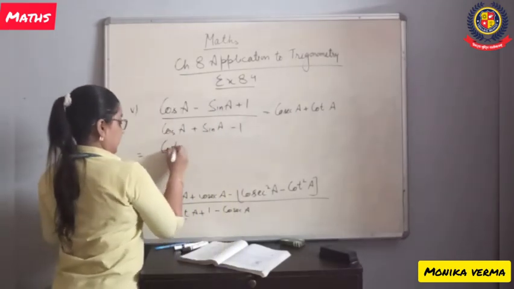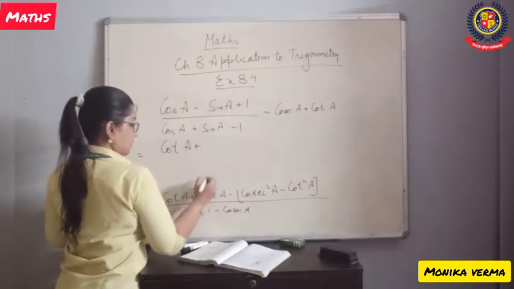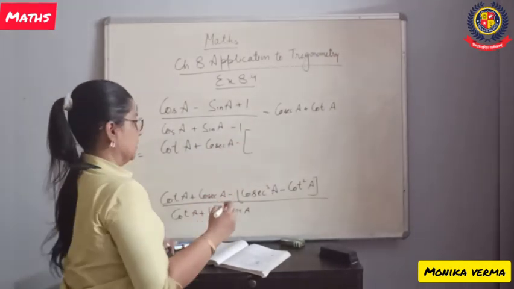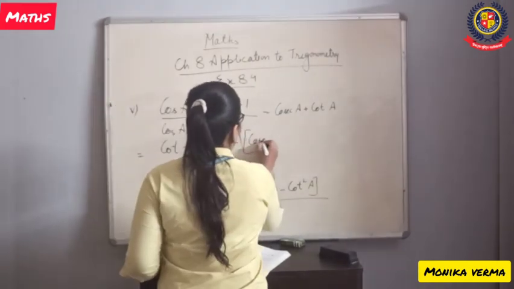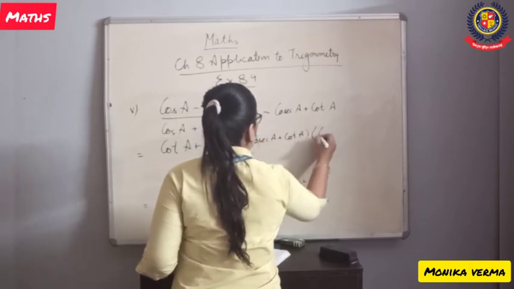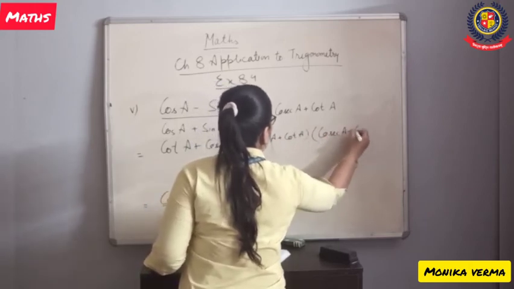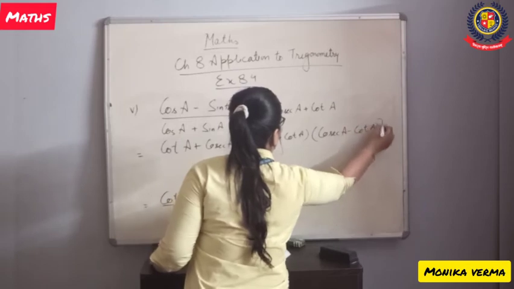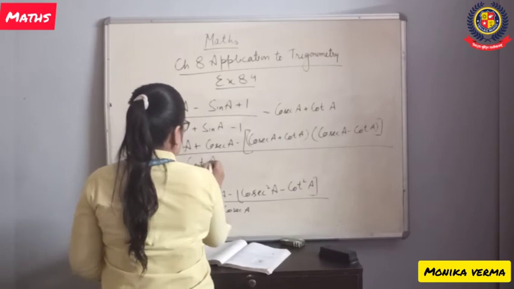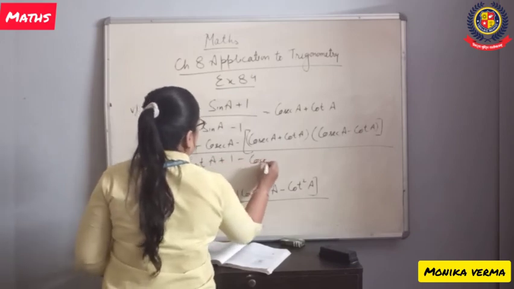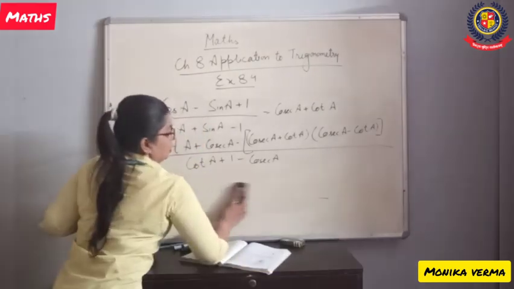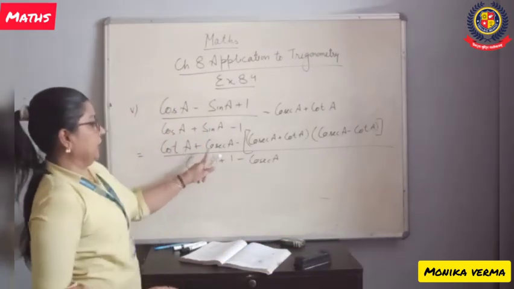We will have cot A plus cosec A minus cosec A plus cot A times cosec A minus cot A, upon cot A plus 1 minus cosec A. Denominator we are not changing, we are writing every time the same. Now we can take cot A plus cosec A common.